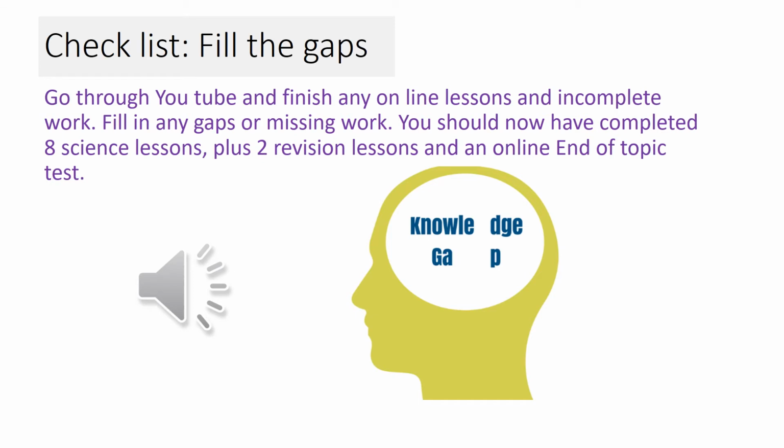So first of all, I want you to go back through the YouTube lessons, make sure you've done all of them, complete any missing work there. So in total for this topic, there were 8 science lessons. There were 2 revision lessons this week, and then obviously the online end of topic test on Show My Homework, which we can monitor as well. And then finally today's lesson, which is our reflection lesson. So just go back and double check that you have done everything.